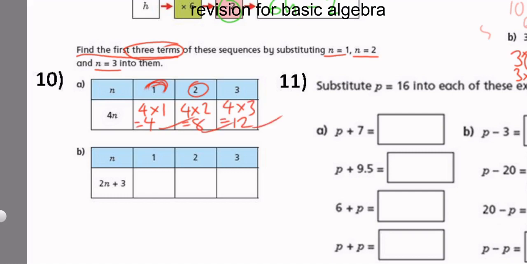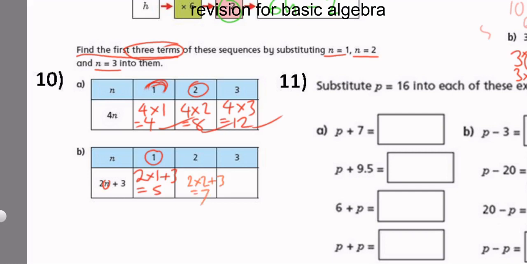Question B. First I'm going to replace the n with 1, then 2, then 3. Let's replace n with 1. So we have 2 times, replace that n with 1, and then plus 3. 2 times 1 is 2, add 3 is equal to 5. Now replace the n with 2 this time. So 2 times 2, add the 3. That will be equal to 7.